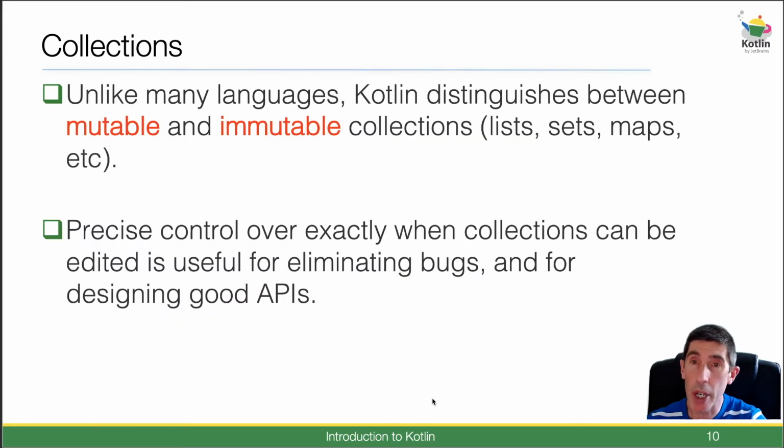To talk a little bit more about collections now, unlike many languages, Kotlin distinguishes between mutable and immutable collections. So our lists, sets, maps, and all the rest of them. Precise control over exactly when collections can be edited is useful for eliminating bugs and for designing good APIs. So if we only want read-only access, we can use a particular collection to do that. Whereas if we want full control and full CRUD features on a particular collection, we can choose a different one to do that. And again, we can have our code optimized accordingly.